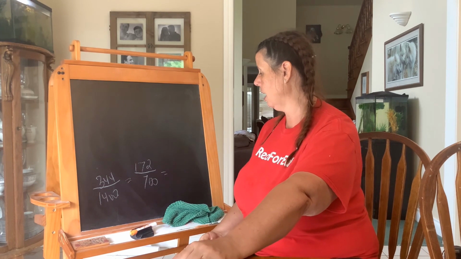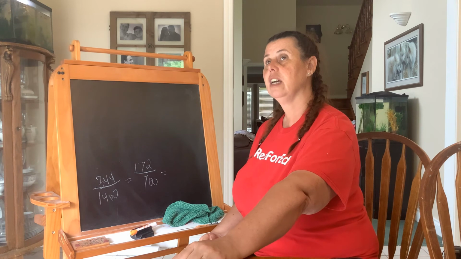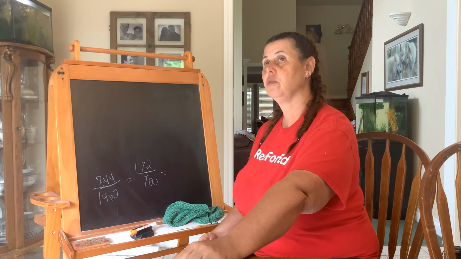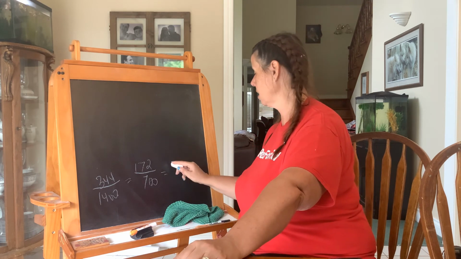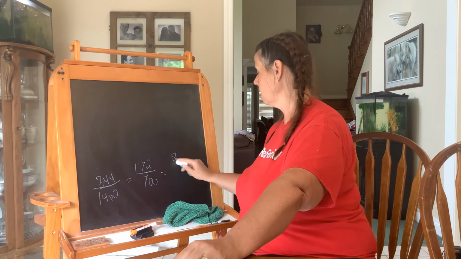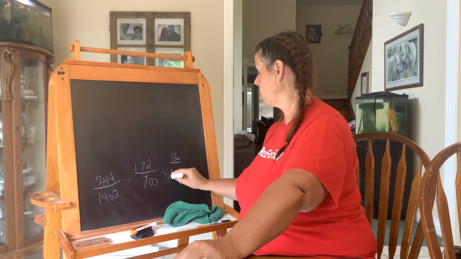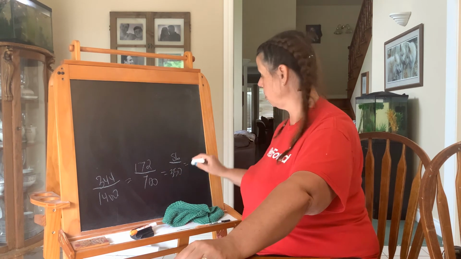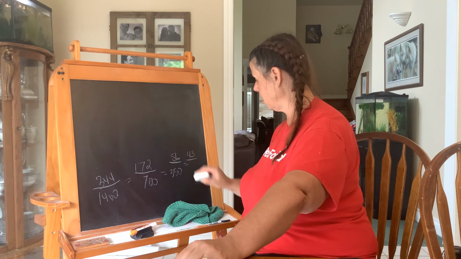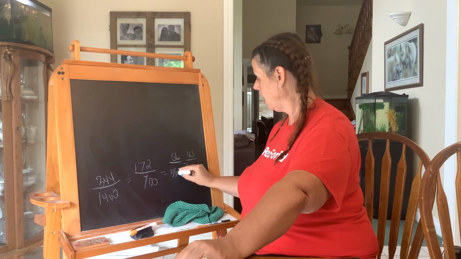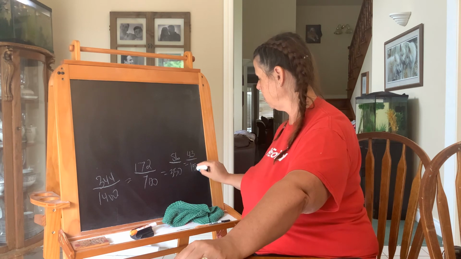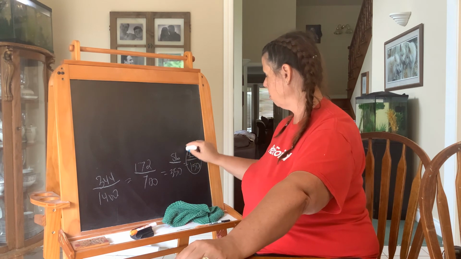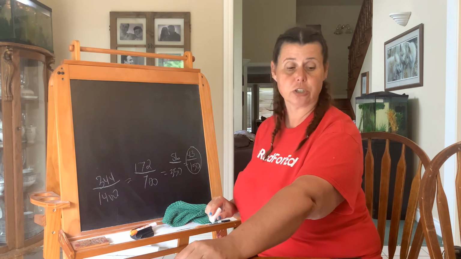So let's try it again. 172 half is 86, over half of 700 is 350. And look, it's even again, so let's try it again. Half of 86 would be 43. Oh, I think we're getting down now, because 43 doesn't go into much. And half of 350 would be 175. So there's our lowest term. 43 out of 175 are sturgeon, okay?